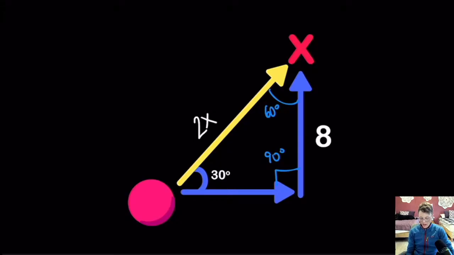And we know that across from the 30 degrees, which is 8, this guy is x. So if we want to figure out how long is this distance from the ball to where it ends up in a straight line, that guy will be 16. It's just going to be 2 times whatever the x side was, which is 8. So 8 times 2, this guy will be 16.